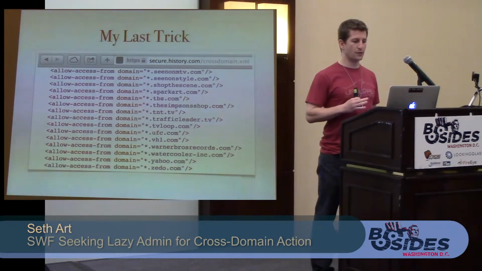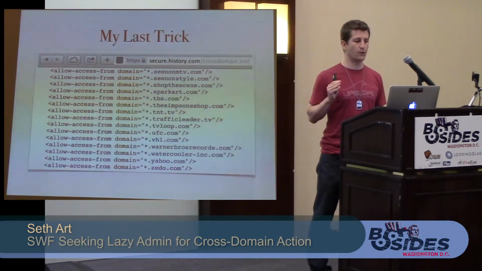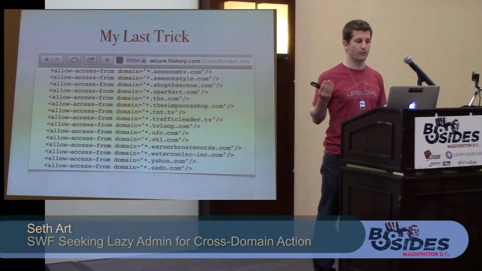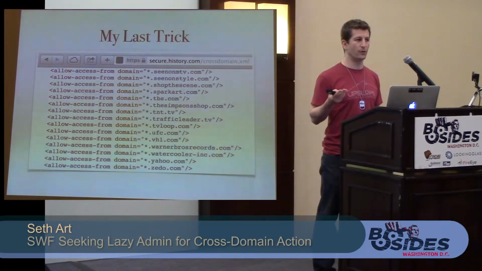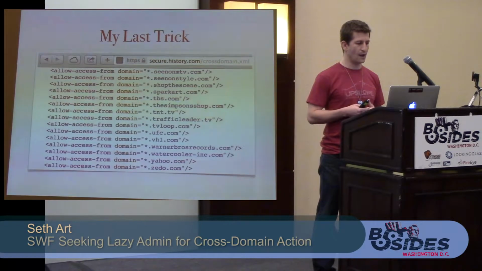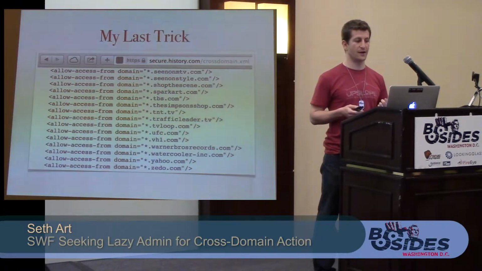So I'm done with those types of POCs. I just wanted to share with you something I came across, kind of a revelation I had halfway through my research. So this should look a lot like the example at www.adobe.com. There's no domain equals star anywhere in this file. However, this is just a snippet of the crossdomain.xml file at secure.history.com.